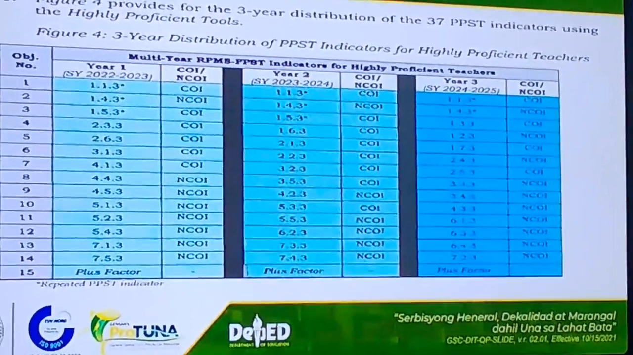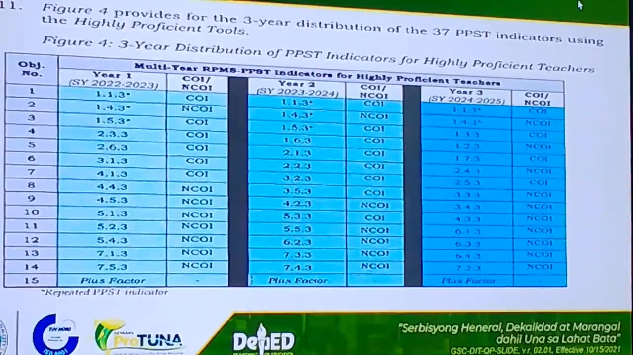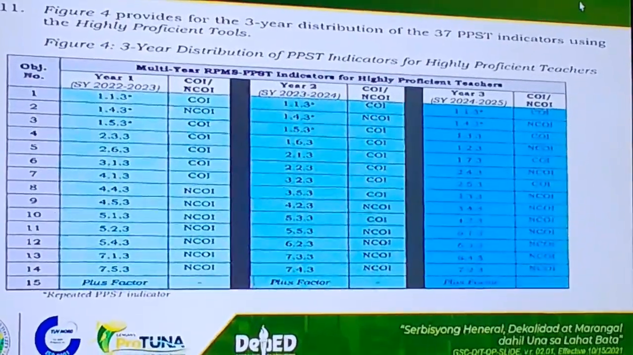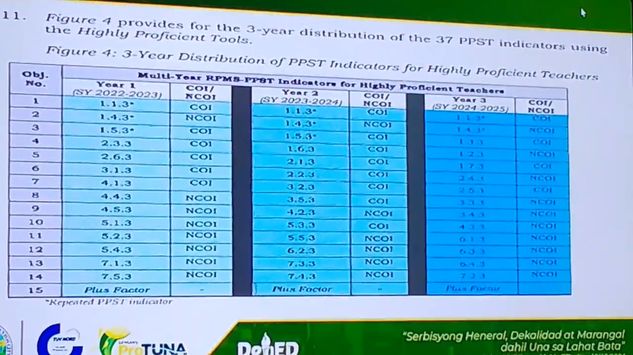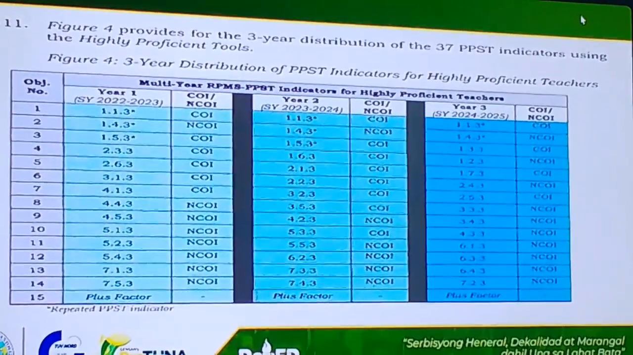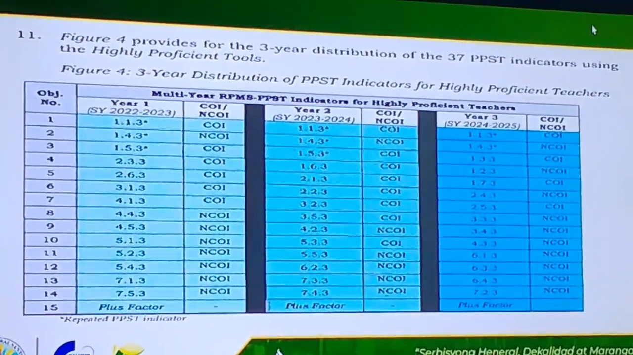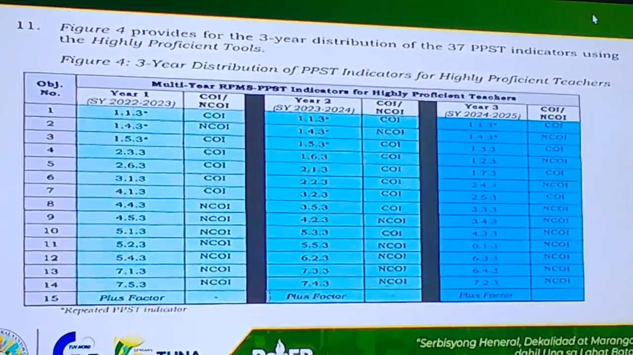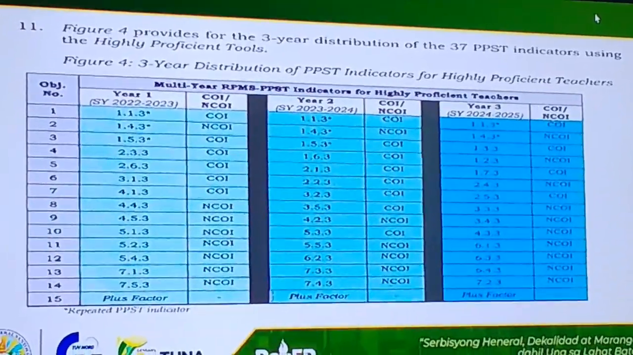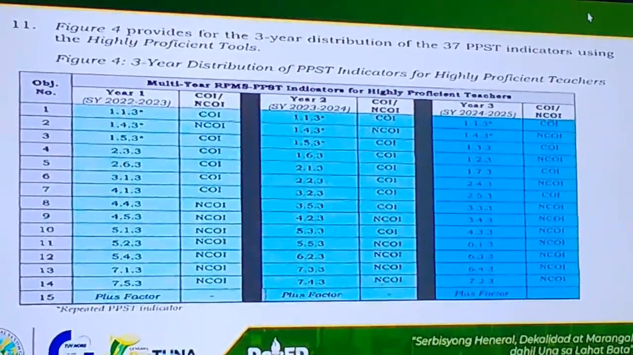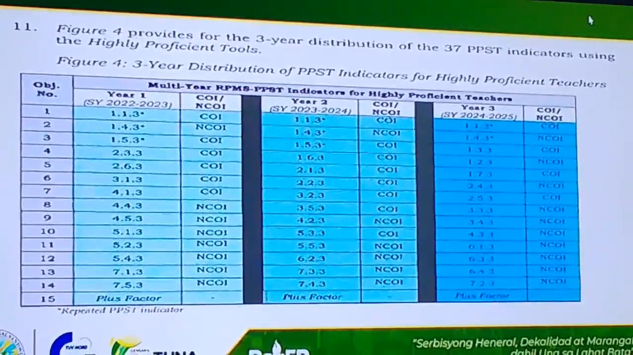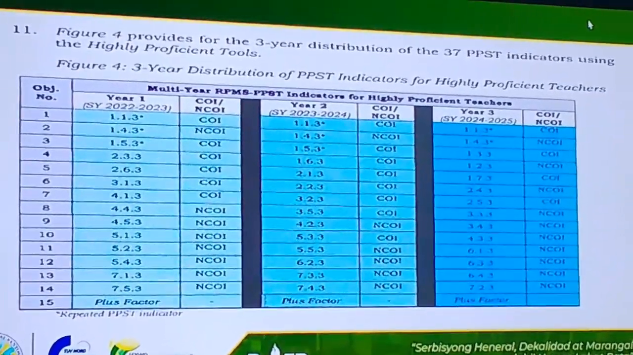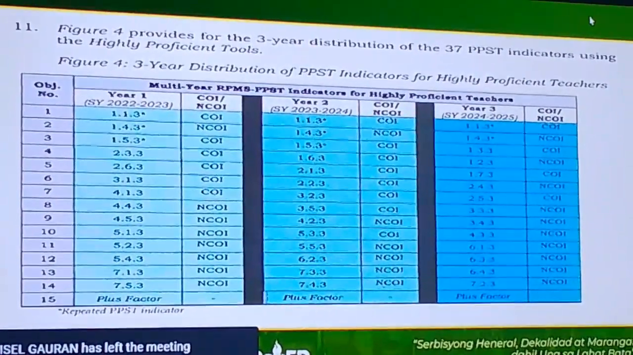Ilan naman ang classroom observable indicators ng ating mga master teachers ngayon? 6 lang ang classroom observable indicators, the rest NCOIs. Sa second year, meron tayong 8 classroom observable indicators. At sa third year, meron na lang 4 na classroom observable indicators.